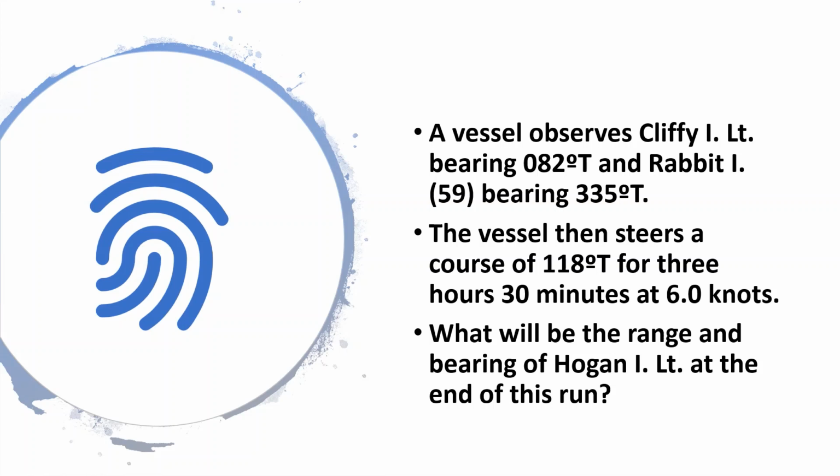But that is not the question here. The question is that the vessel then steers a course of 118 degrees true for 3 hours and 30 minutes at 6 knots. So you have the vessel's course and you have the vessel's distance. So how do you get the vessel's distance? Well, if you have the steaming time, which is 3 hours and 30 minutes, and you have the speed, then steaming time multiplied by speed will give you distance. So you know the basic formula, distance equals speed multiplied by time. So that will give you the distance.